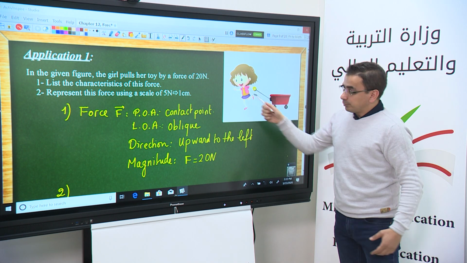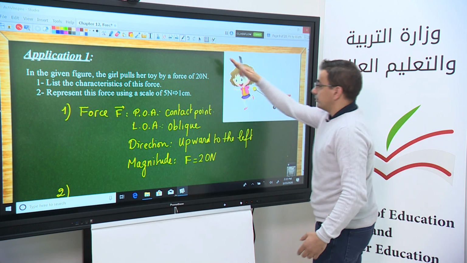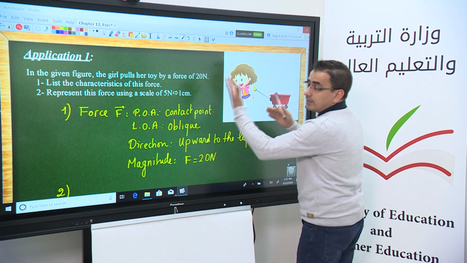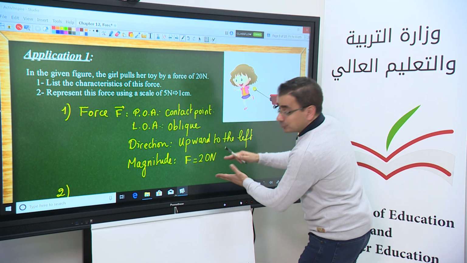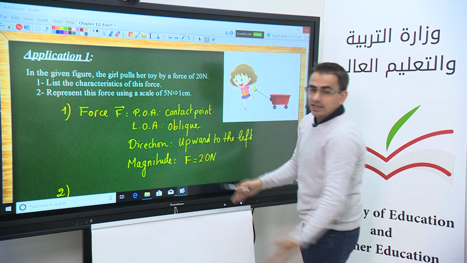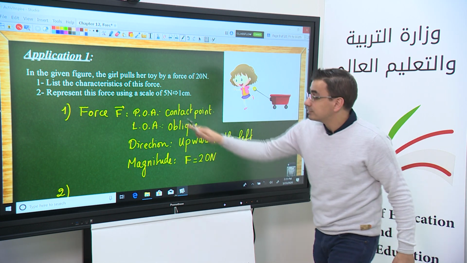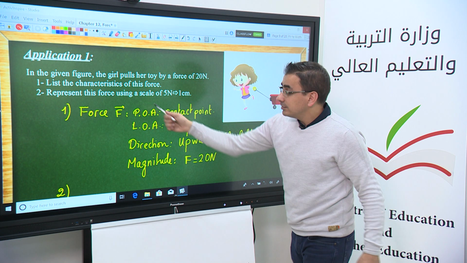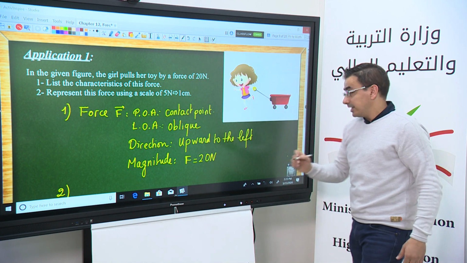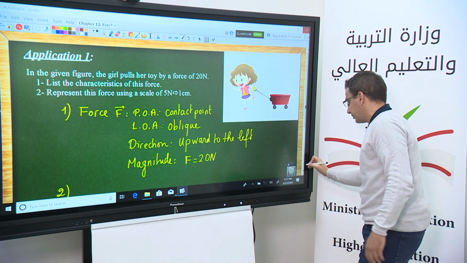It will be drawn at the point of application, it will be drawn oblique, it will be drawn upward to the left, so we have everything here. But we can't draw with 20 newtons. We can't have a ruler with Newton scale. So we have to convert the 20 newtons to some measure. For that, we're going to use the given scale, which is 5 newton per centimeter.